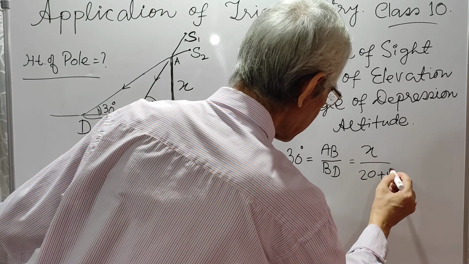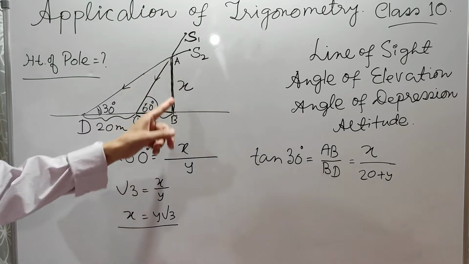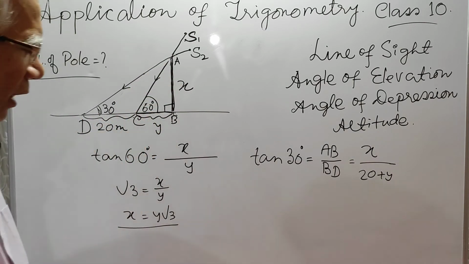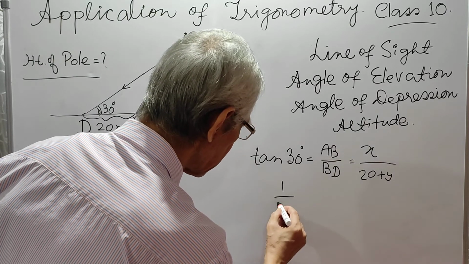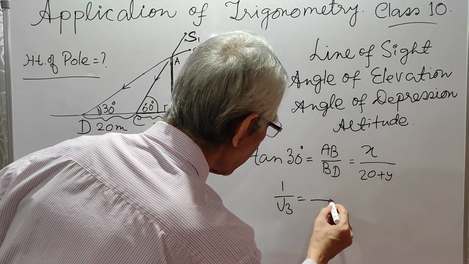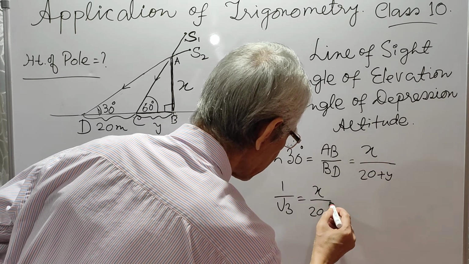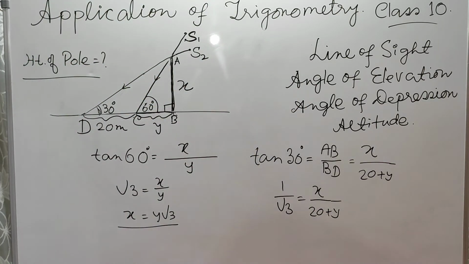20 plus y, isn't it? So AB is x and BD is 20 plus y. This is y, this is 20. Now tan 30 is 1 by root 3. So 1 by root 3 is x by 20 plus y. X is 20 plus y.